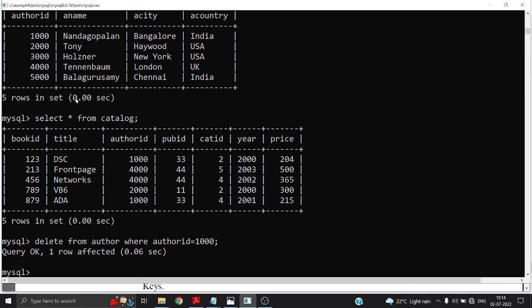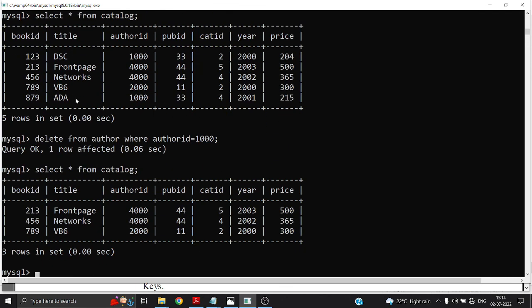Now we can see the records have been deleted from the author table. But when we look at the catalog table, the corresponding records of author id 1000 are also deleted. There is no need to explicitly delete the records from the child table. This is the main importance of on delete cascade. When parent table records are deleted, the respective child records are also deleted with the help of on delete cascade.